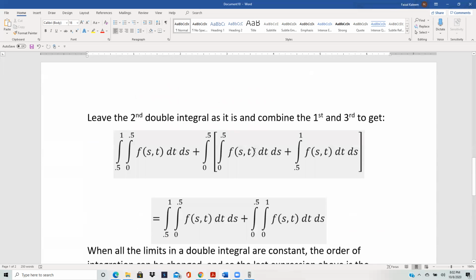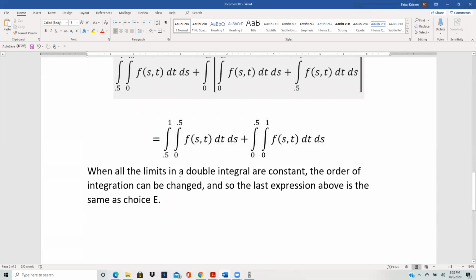Now in a double integral, if all the limits involved are constant, then the order can be reversed. So if all the limits of a double integral are constant, then the order can be reversed. So for example, in this one, I can just do it ds dt, and then I change the order here. So this comes out and this comes in. It's the same here. And then it is exactly choice E.